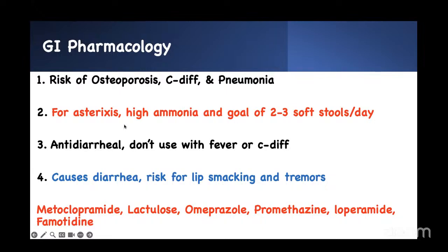If you have ascites and your ammonia is high, I give it to you and I try to titrate your stool to a goal of 2 to 3. This is what? Lactulose. You should not take it if you have C. diff and if you have diarrhea. That is what? Loperamide. And if you take it, you're going to have diarrhea and lip smacking and tremor. There are 2 medications, promethazine and metoclopramide. It's only metoclopramide that causes diarrhea. Promethazine does not do that, but they both cause lip smacking and tremor, which are extrapyramidal side effects.